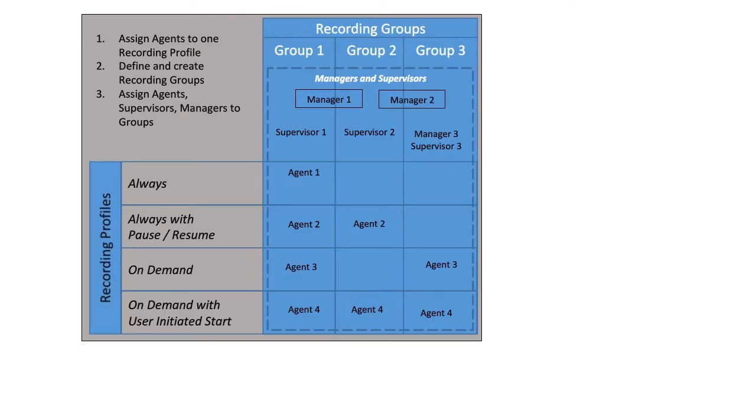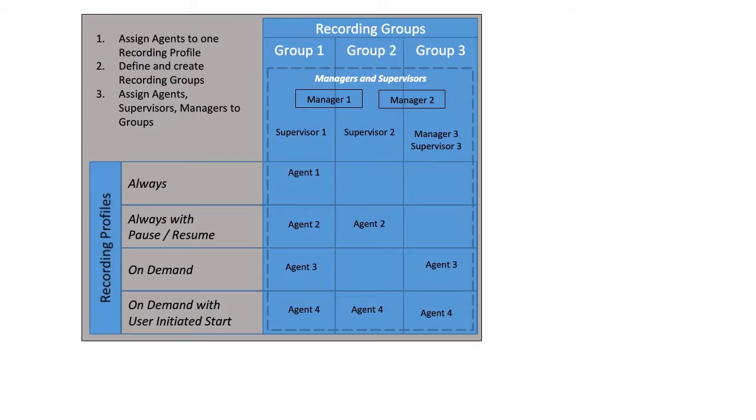Before we begin, let's take a look at this matrix to gain a better understanding of how all of these call recording features work together. Each user is assigned to a single recording profile. A profile is defined by the frequency in which the user is recorded: always with pause resume, on demand, or on demand user initiated start, as well as the additional recording options.